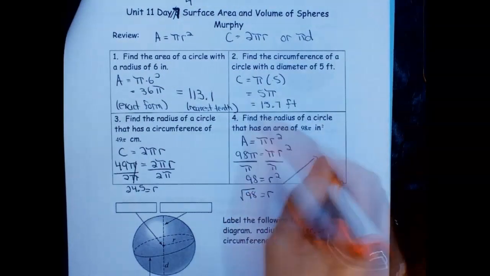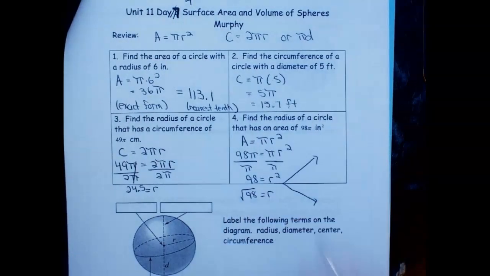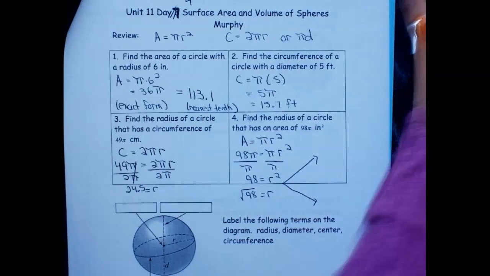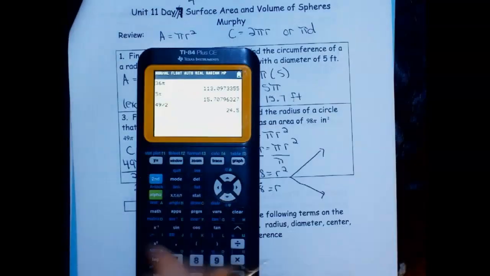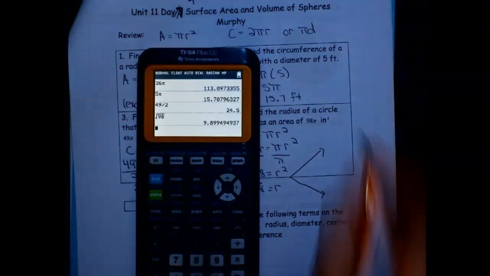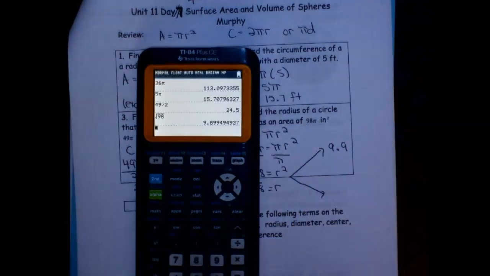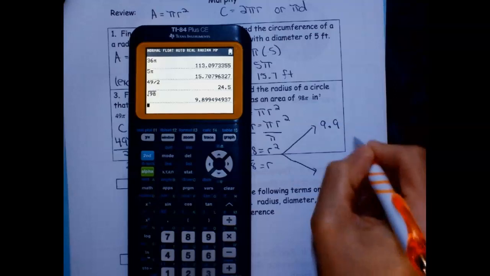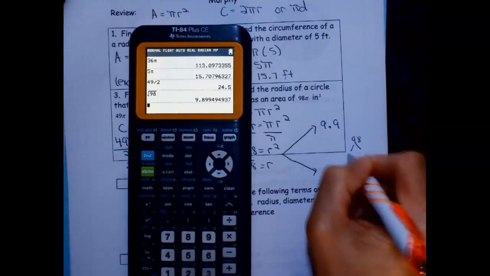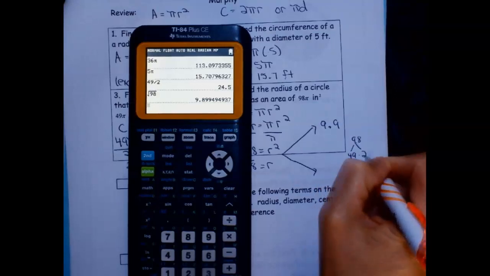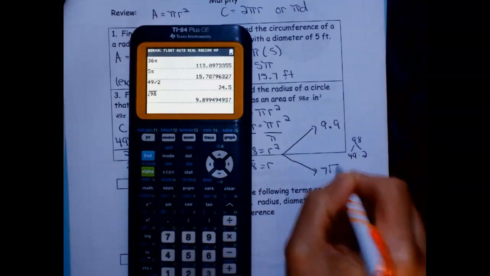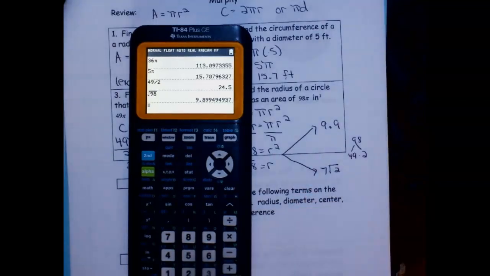And similar to up there, we might have 2 options for writing that answer. The easiest one would be to write it as a decimal. The square root ends up being 9.9. Or if they wanted it in simplest radical form, 98 factors down to 49 and 2, which means in radical form, my radius is 7 radical 2.